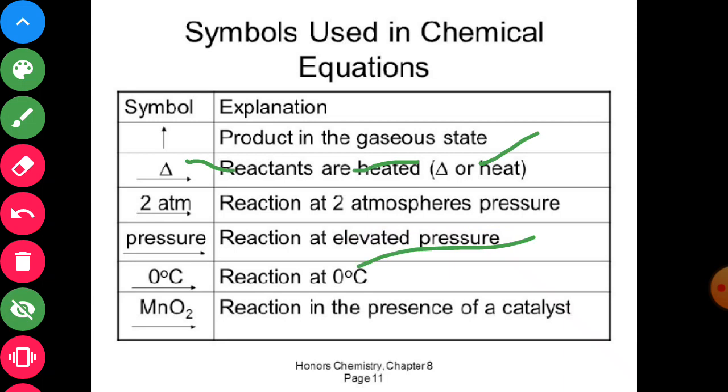Now, if there is a substance in gaseous form that evolves in a chemical equation, then an upward arrow like this is used. If reactants are heated, then we use this type of symbol. A triangle above the arrow is shown. Then if there is an involvement of pressure, then the pressure is also specified above the arrow. In this case, for example, 2 atmospheric pressure is used, so it is mentioned on the arrow.